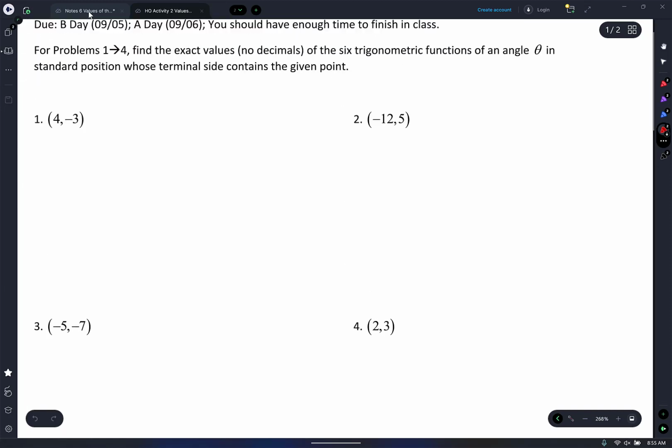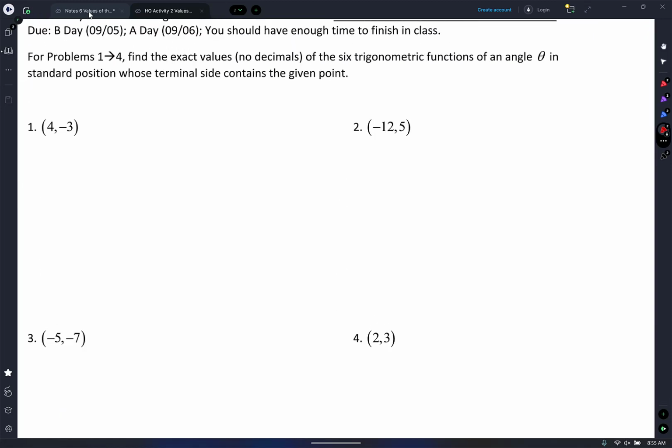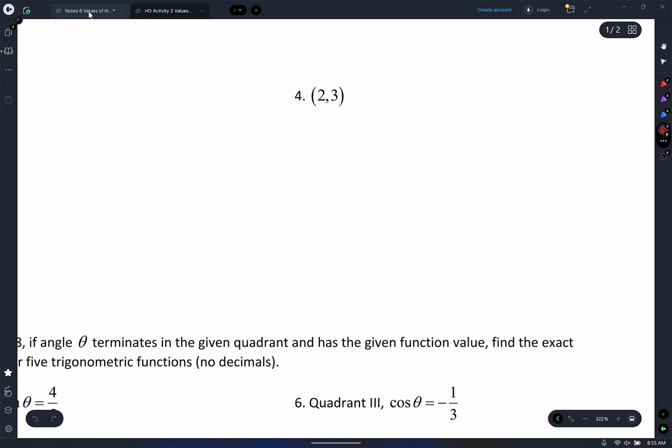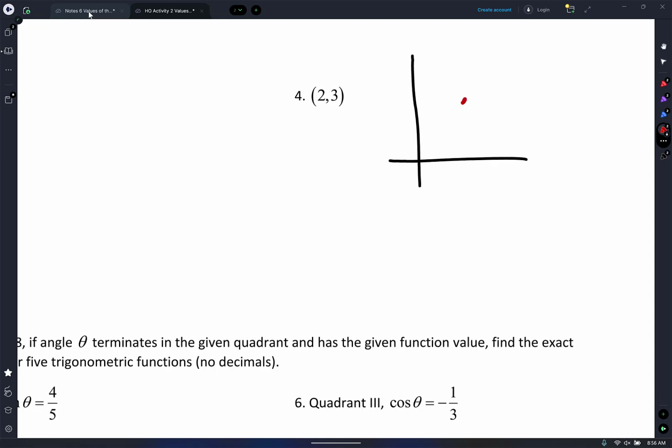It says, find the exact values, no decimals, of the 6 trigonometric functions of an angle theta in standard position whose terminal side contains a given point. So I have the point 2, 3, so I'm going to exaggerate quadrant 1. I go 2 to the right, 3 up, and put a point to scale. From the origin, connect those points, and then draw a perpendicular to the x-axis. So the horizontal displacement is 2, and the vertical displacement is 3.